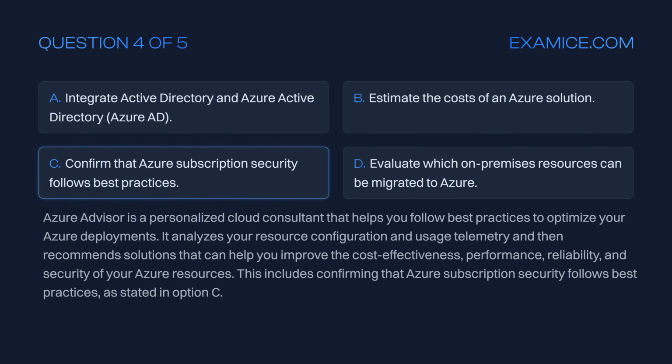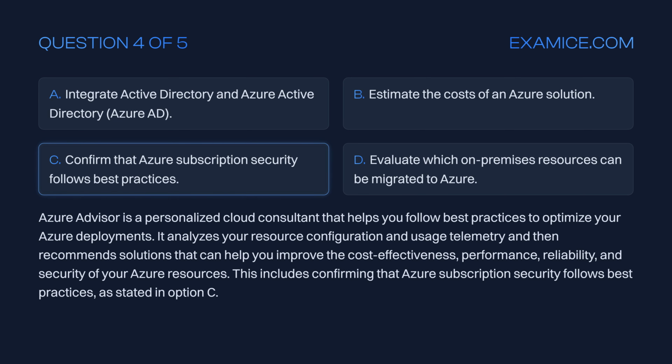The answer is option C. Azure Advisor is a personalized cloud consultant that helps you follow best practices to optimize your Azure deployments. It analyzes your resource configuration and usage telemetry, and then recommends solutions that can help you improve the cost-effectiveness, performance, reliability, and security of your Azure resources. This includes confirming that Azure subscription security follows best practices, as stated in option C.